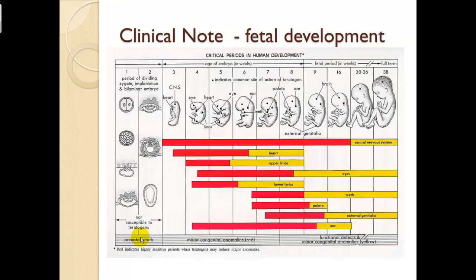As far as fetal development goes, the red areas are the areas that we are concerned with major congenital abnormalities. So in the central nervous system up to the end of the 16th week, we can have major congenital abnormalities. Now after that, you can get minor ones and functional defects. So from 20 weeks or so, this is where we worry about the teratogenicity of medications, that they can cross the placental area and affect the developing fetus.